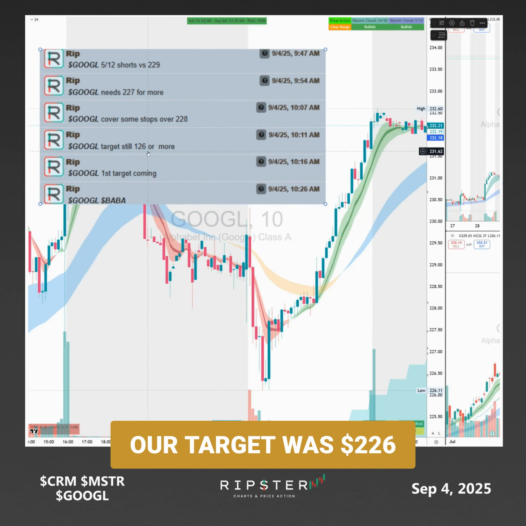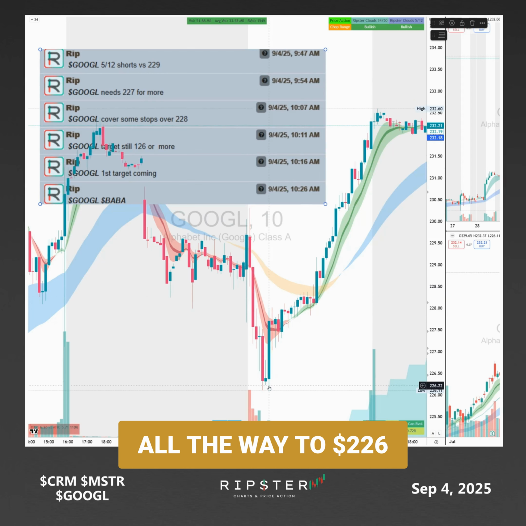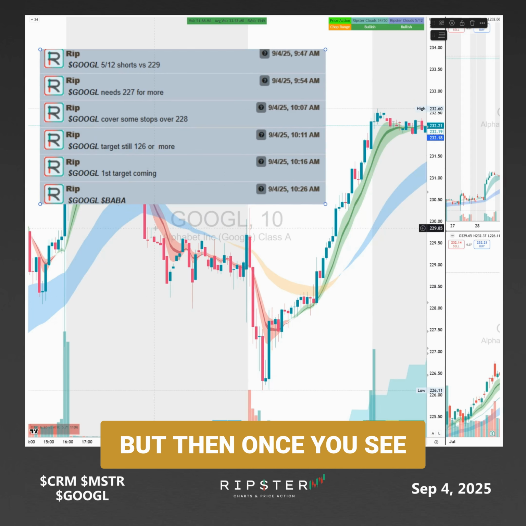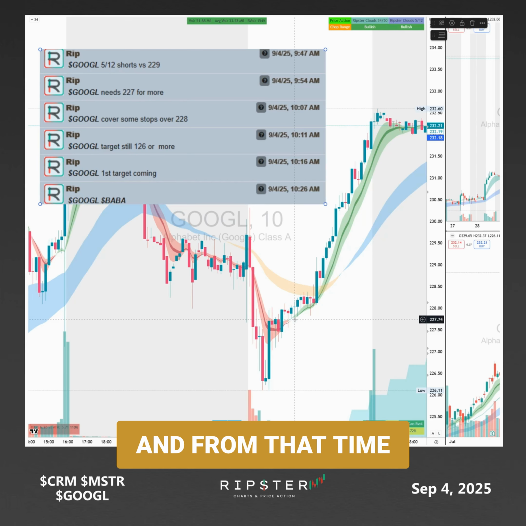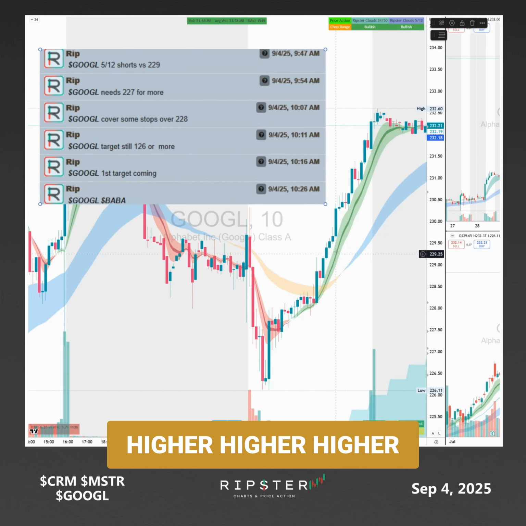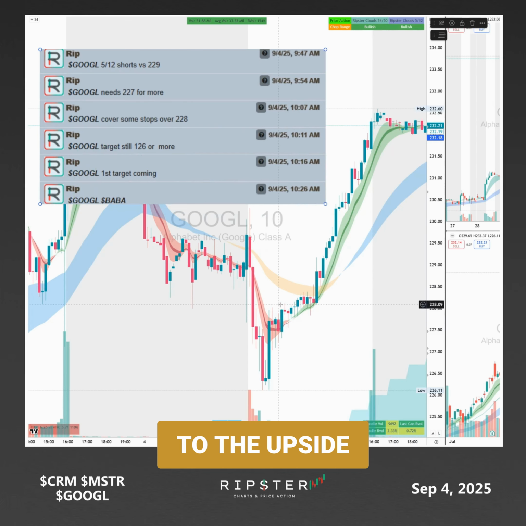Our target was 226, and from that short, right at the second candle, we dropped from 228.40 all the way to 226. A $2 short. But then once you see that curl over 512, that's when I told the traders to exit. And from that time, Google continued to push higher, higher, higher all day long, doing its 512 curl long to the upside. Using Ripster clouds, you know where to get out of the shorts and get back in.